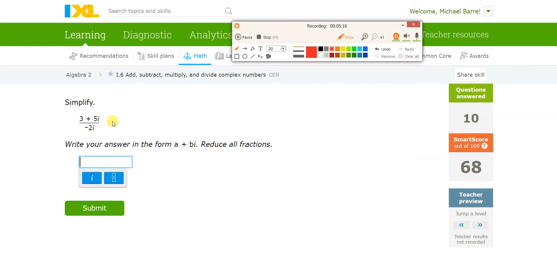Right, I can't have an i in the denominator, so I'm going to multiply by i over i. That's going to give me 3i plus 5 times i squared, which is 5 times negative 1, which is negative 5. And it's going to be negative 2 times i squared, which is negative 2 times negative 1, which is a positive 2. And IXL is going to want it like this, negative 5 halves plus 3i over 2.